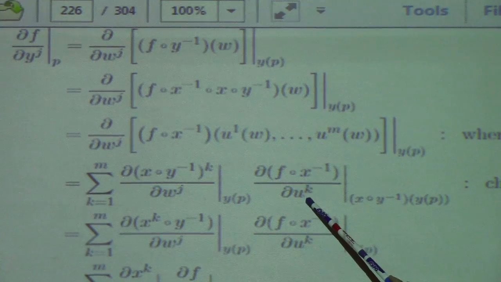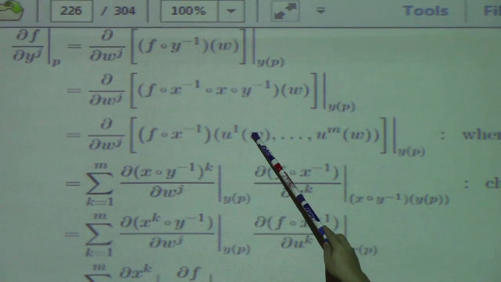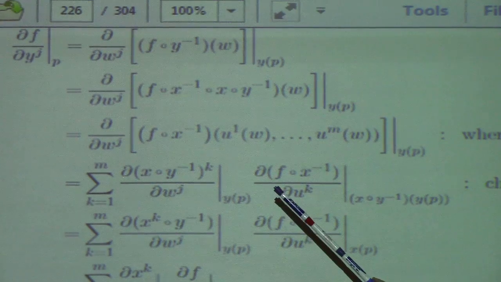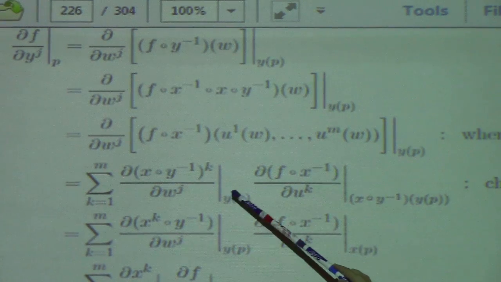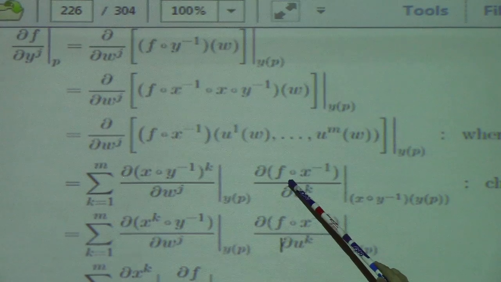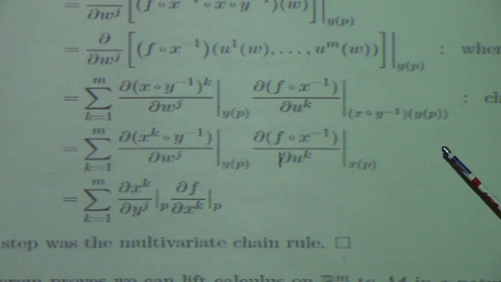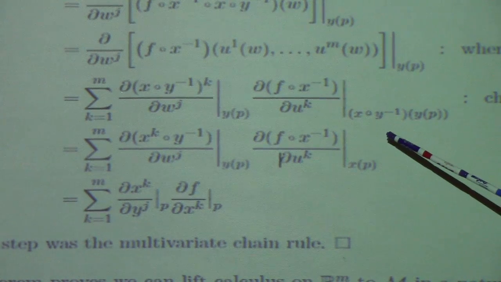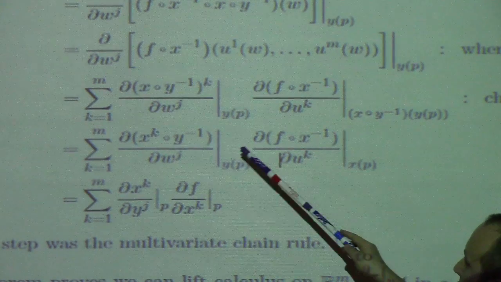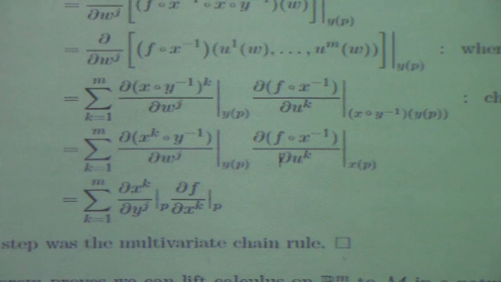with respect to uk. Now what's in the kth spot is this mapping, which remember was x composed with y inverse. So this then is the derivative of the inside function. Then we're taking the sum over the derivatives of f composed with x inverse over each one of these. So there it is. That's the multivariate chain rule. And then I just convert back. This is nothing more than partial x, partial yj. And this is nothing more than partial f, partial xk. And there you have the chain rule for manifold coordinates.